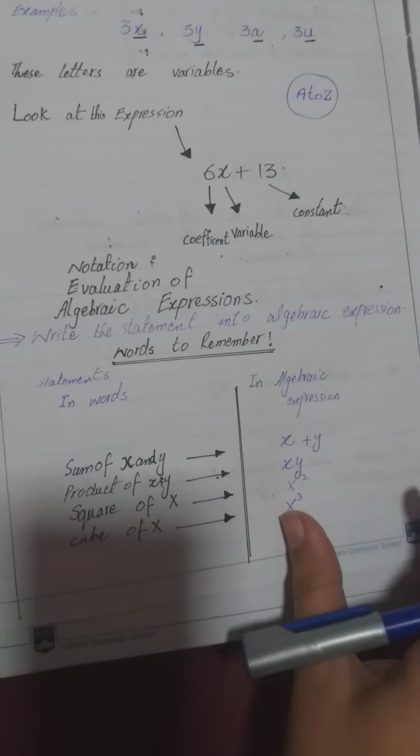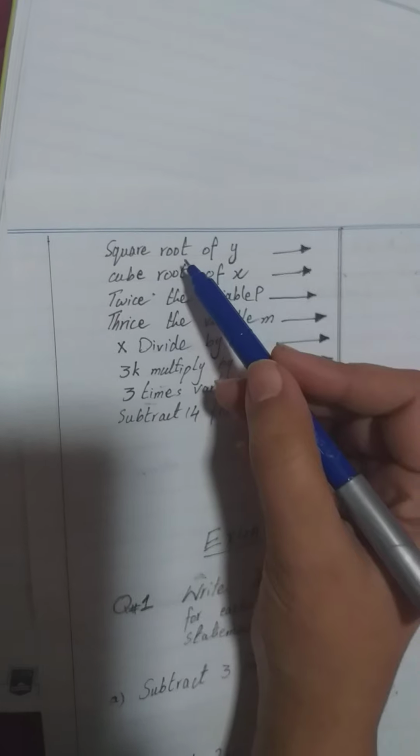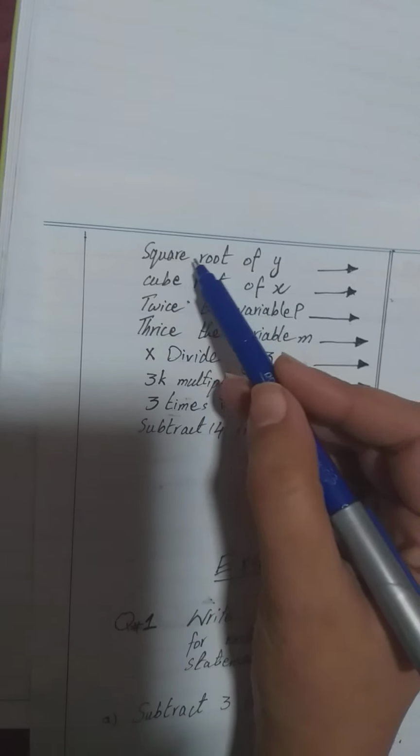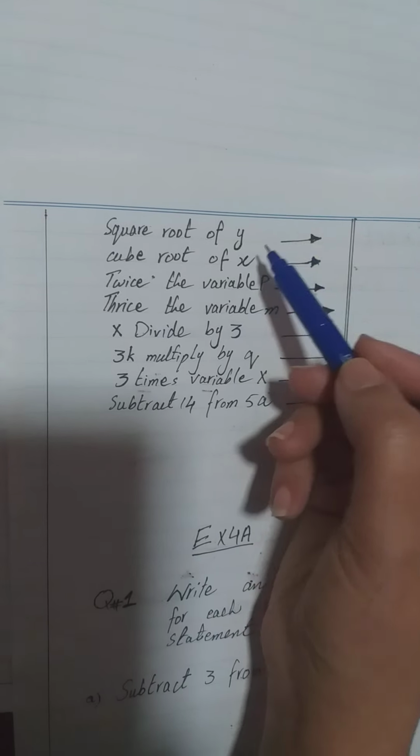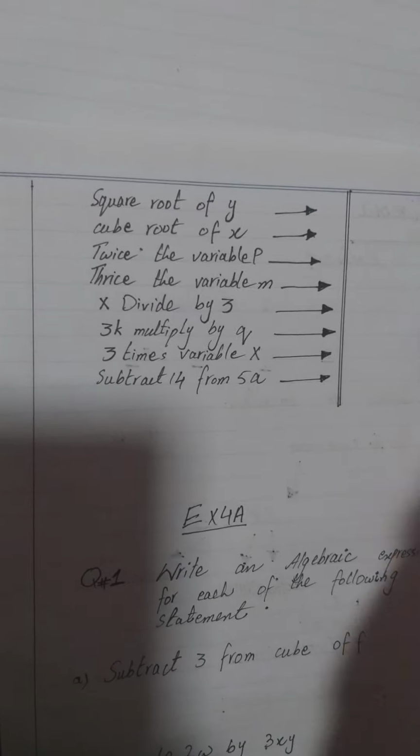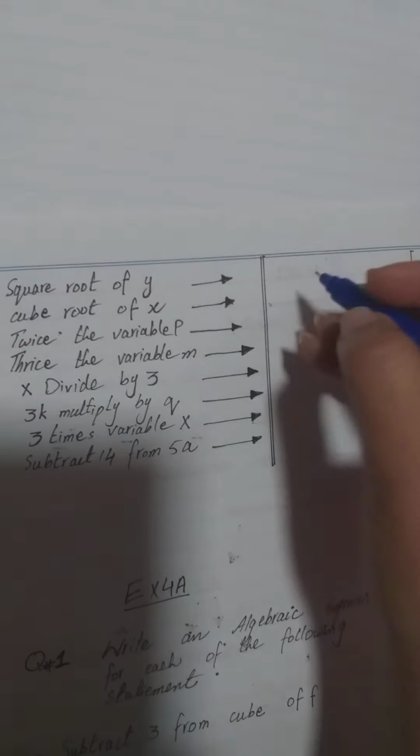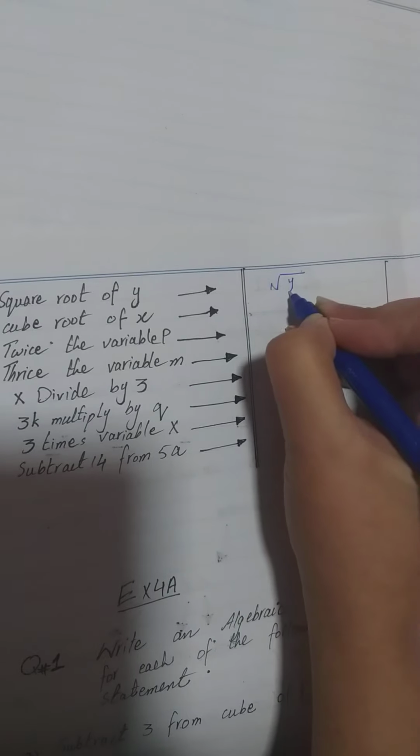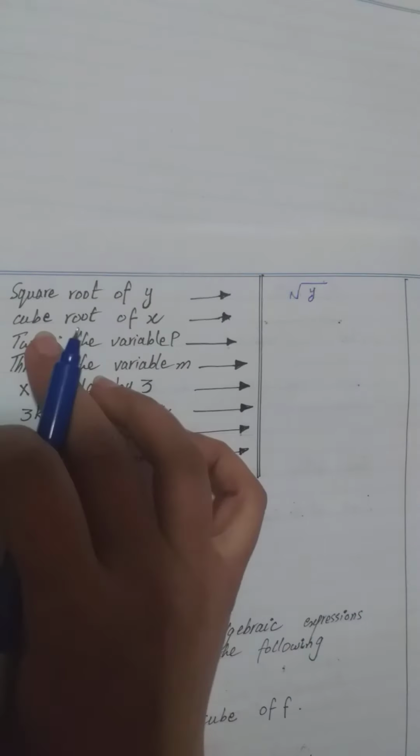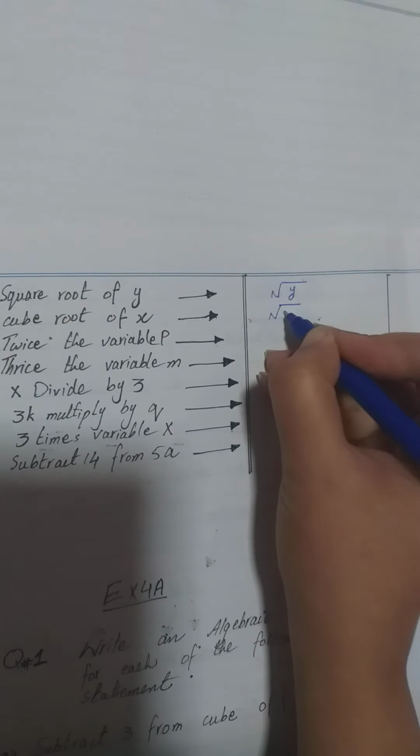These are the words you have to remember when you convert statements into algebraic expressions. Square root: you know the symbol of square root. Before, only numbers were used inside the square root and cube root, but in algebra they use variables like alphabets. Square root of y: put the square root symbol and then y inside. Cube root: put the cube root symbol and then x inside.